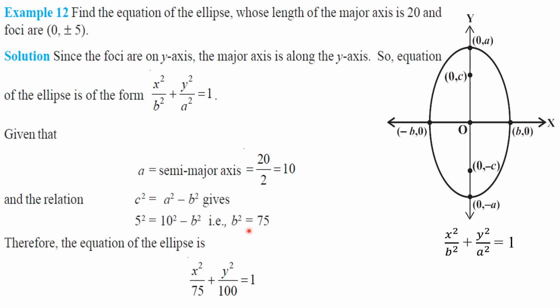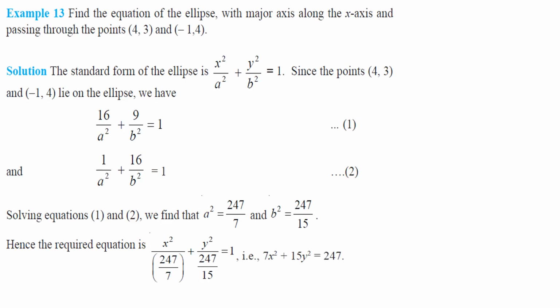We got the B square value. Therefore, the equation of the ellipse is x square by b square plus y square by a square is equal to 1. Yes or no, my children? In this equation of the ellipse, substitute the values of a square and b square. Then what will we get? x square by 75, since the B square value is 75, plus y square by a square. What is the value of a square? 10 square, 100, is equal to 1. This is the required equation of the ellipse. Understood this example, my dear children?